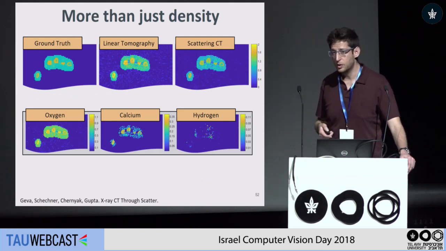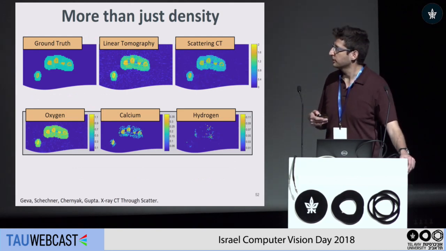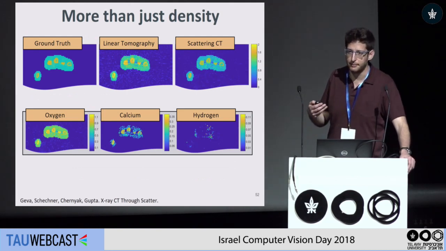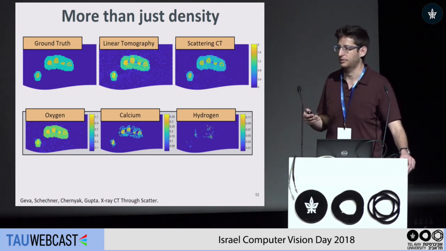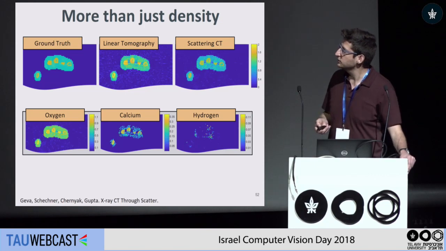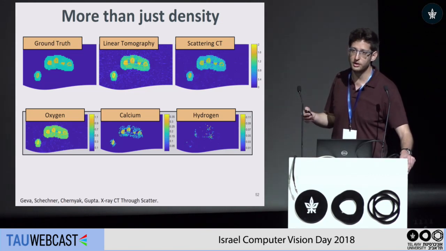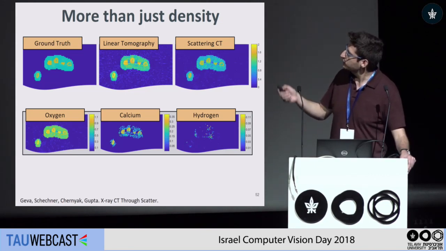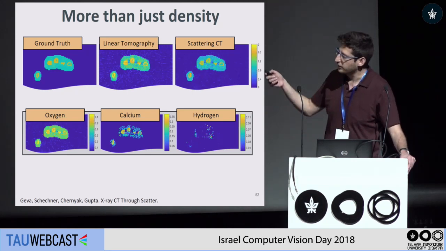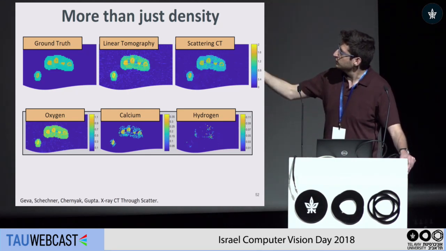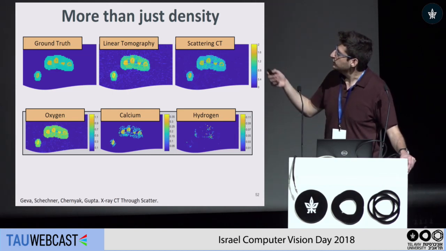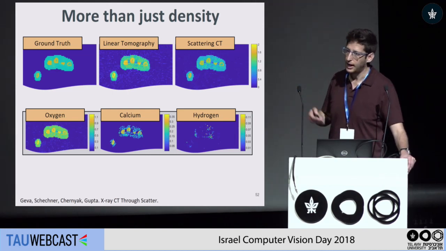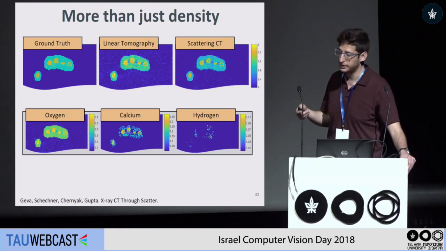And also, because we represent our volume from its material characteristics, from its elemental composition, and because each element has different scattering characteristics, we can recover more than just the density. Here, for example, you can see that we recover the chemical decomposition. So oxygen is dominant in all tissue, for example. Calcium is dominant mainly in bones, while hydrogen is present in the surrounding air.